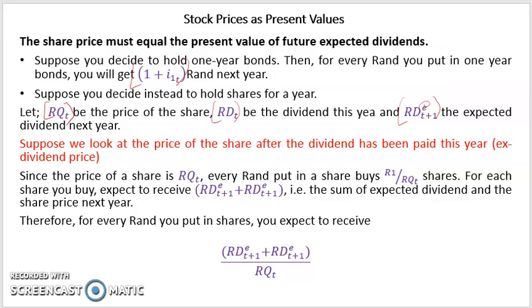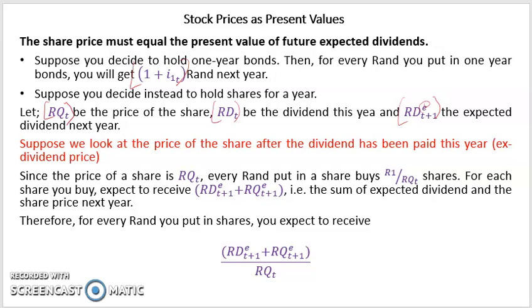We could alternatively look at the price before this year's dividend has been paid. This then suggests that holding a share for 1 year implies buying a share today, receiving a dividend next year, and then selling it again next year after receiving the dividend.